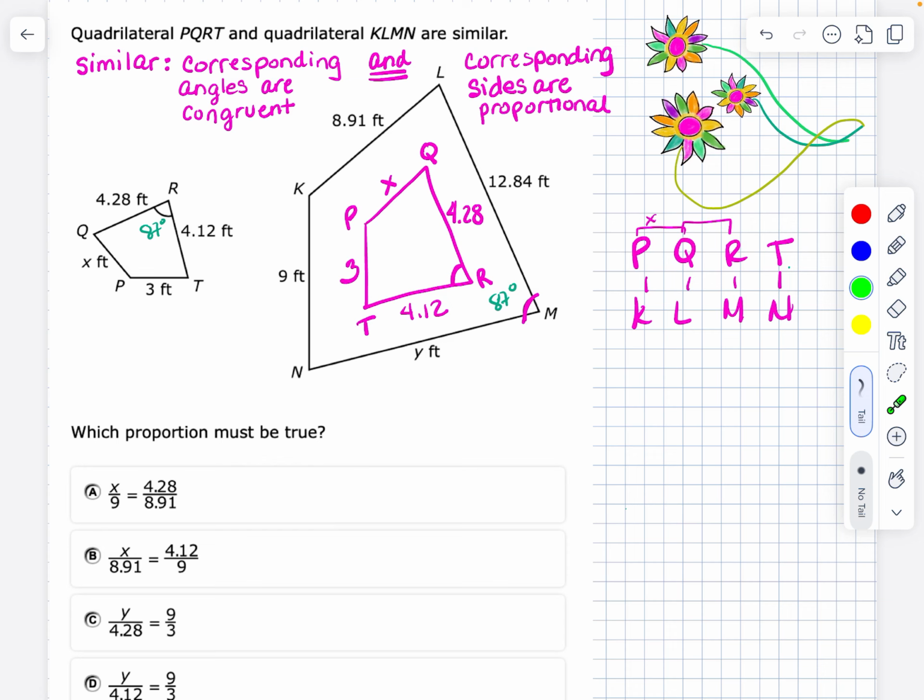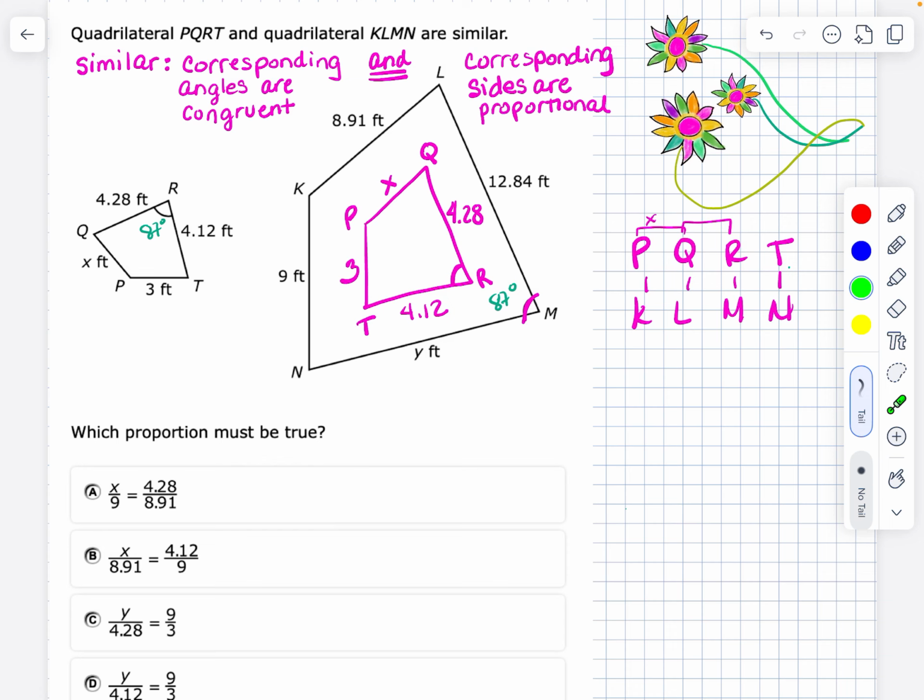The next one, X is to 8.91. I like the way that looks, smaller to larger. And then 4.12 is to 9. 4.12 is to, I expect it to be here, but it's here. I don't like that one. Okay, that's not looking good. Also, just to note, if you go smallest to largest on the first one, it also has to be smallest to larger on the second one, and vice versa.